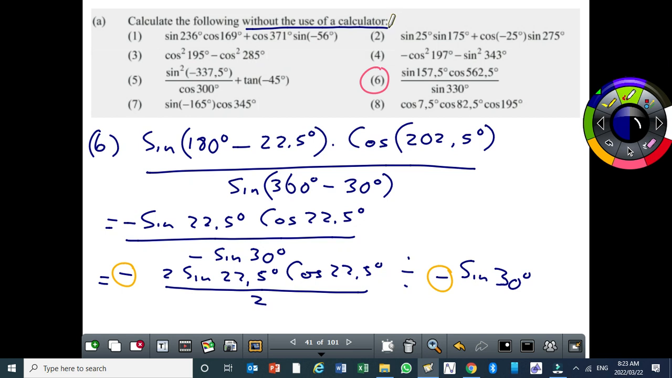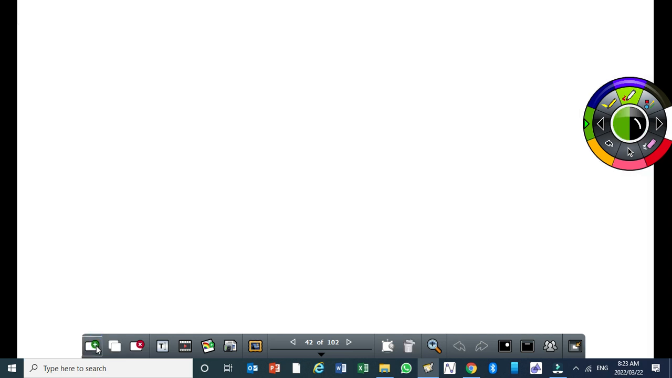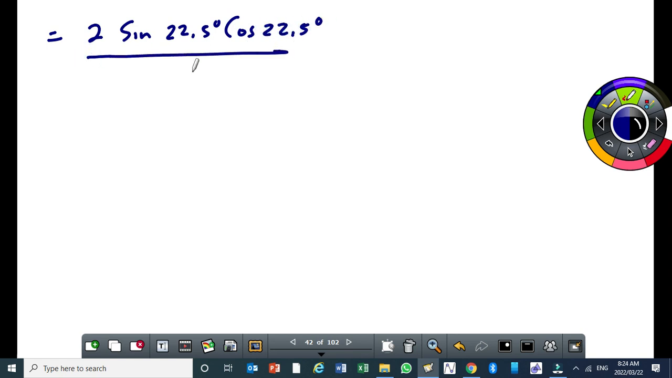So sine 30, we know that it's a half. All right? And then this division sign, I can convert it to multiplication, which is what I'm going to do just now. So on the next page, I'm going to end up having 2 sine 22.5 degrees times cos 22.5 degrees. This is all over 2 times, well, let me put my division sign first. That would be a half.